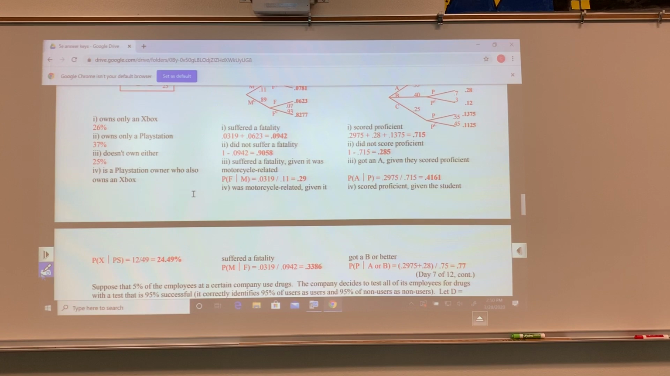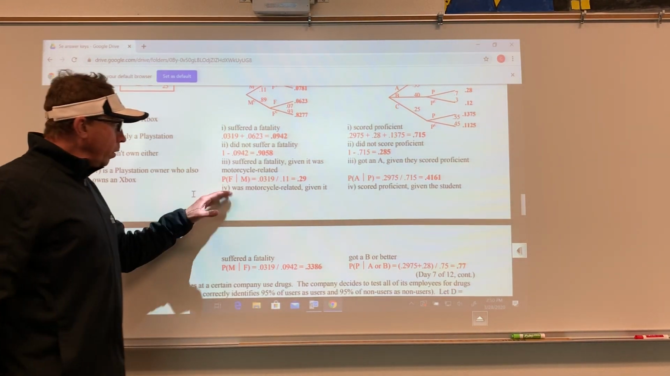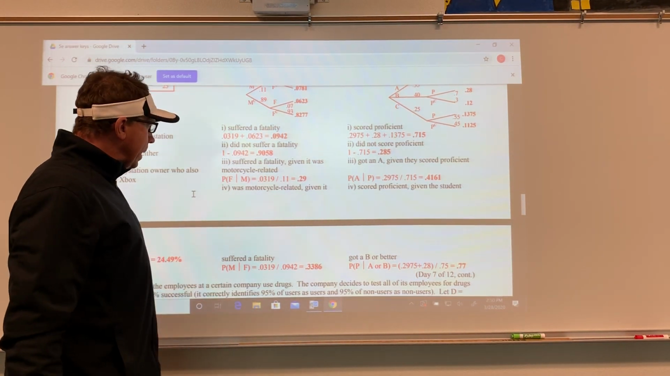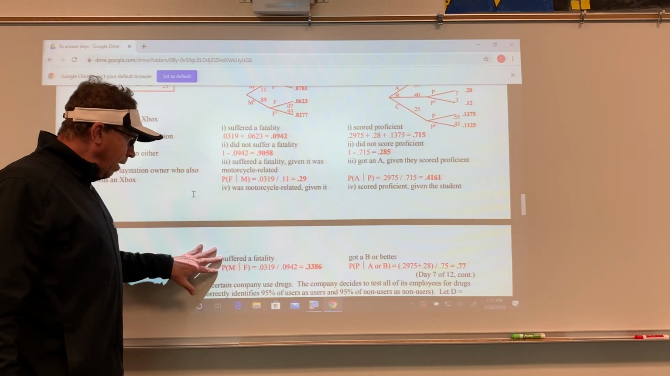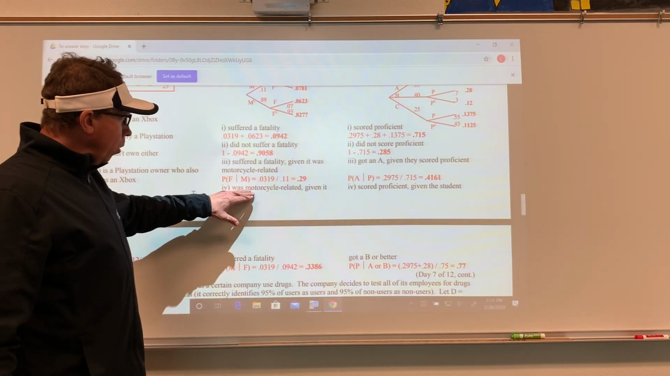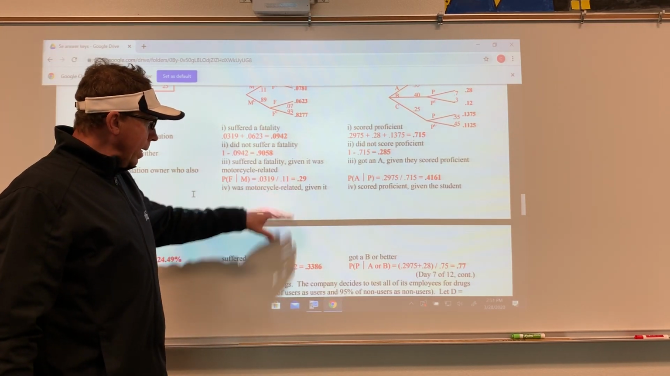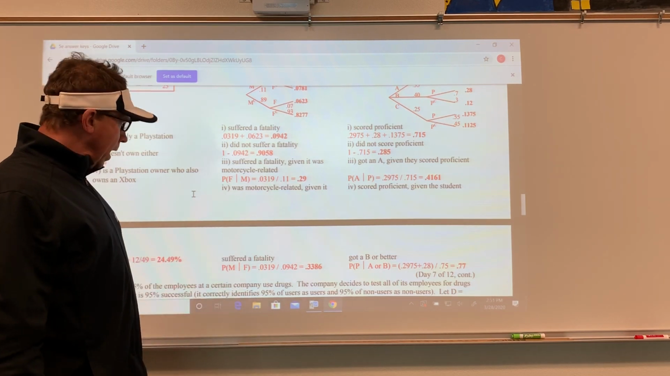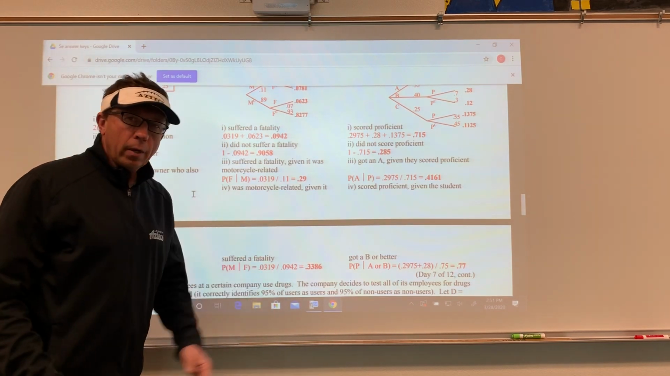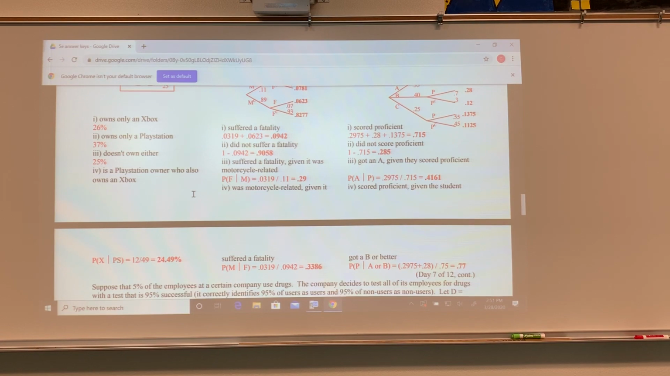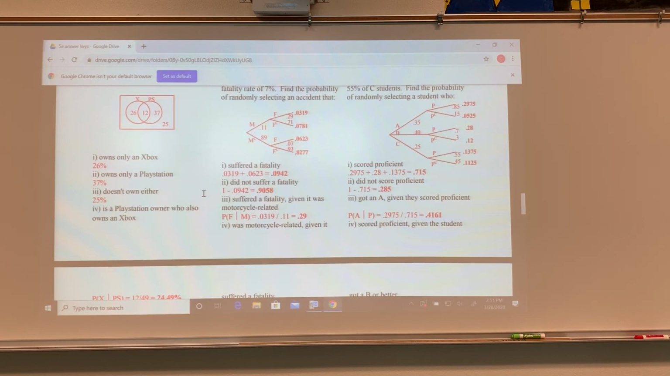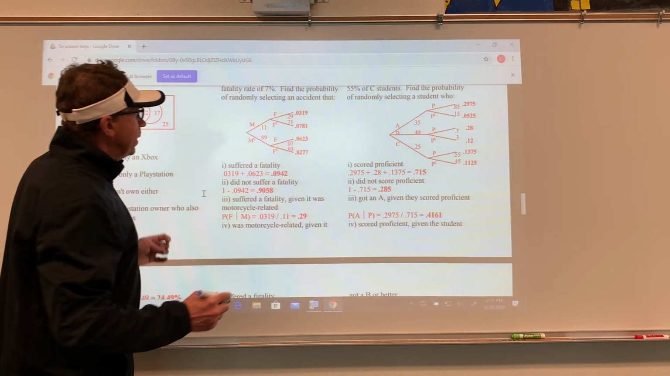Okay, it was motorcycle related given it suffered a fatality. Okay, so I'm going to go back and we'll check that out. Okay, all right. Was motorcycle related given it suffered a fatality.